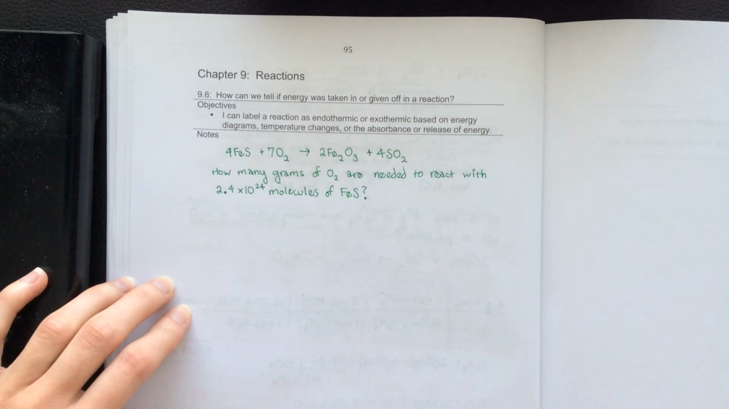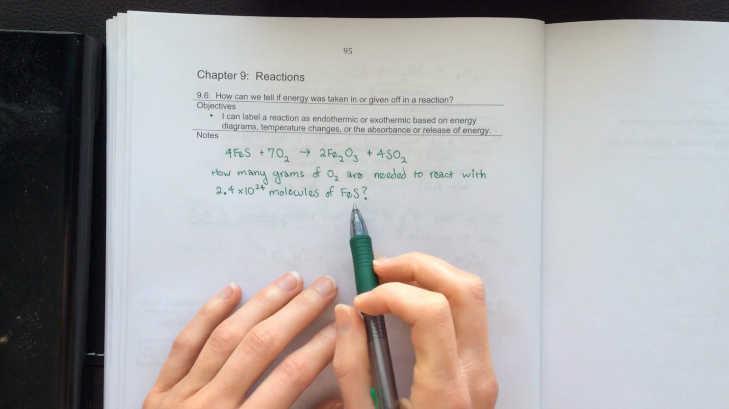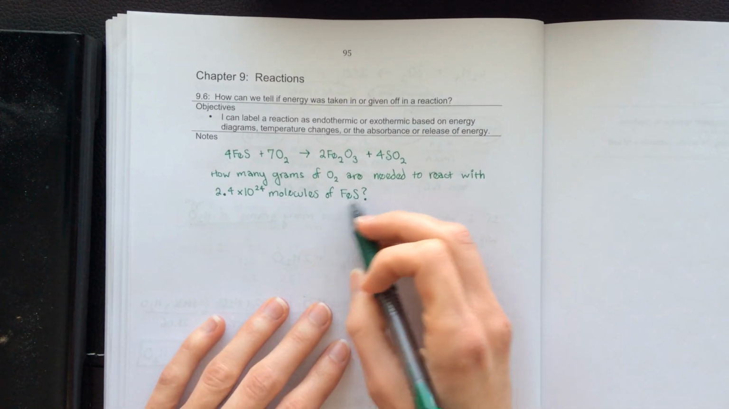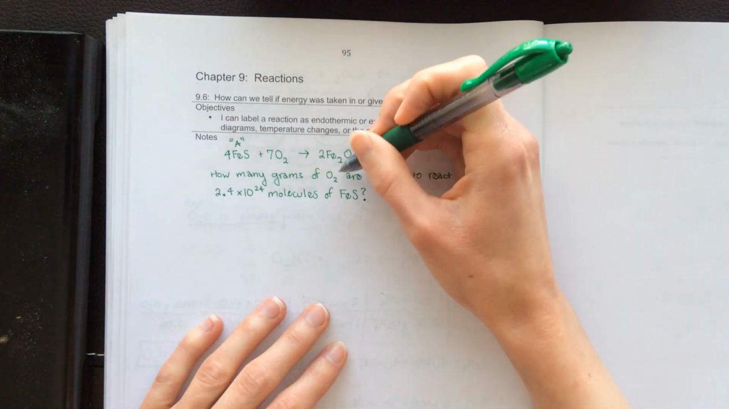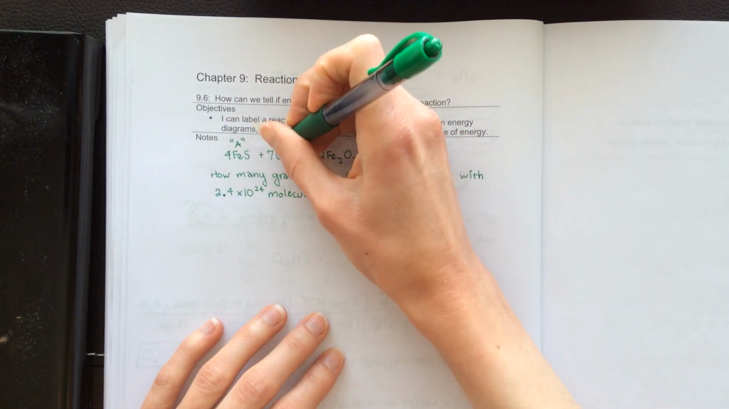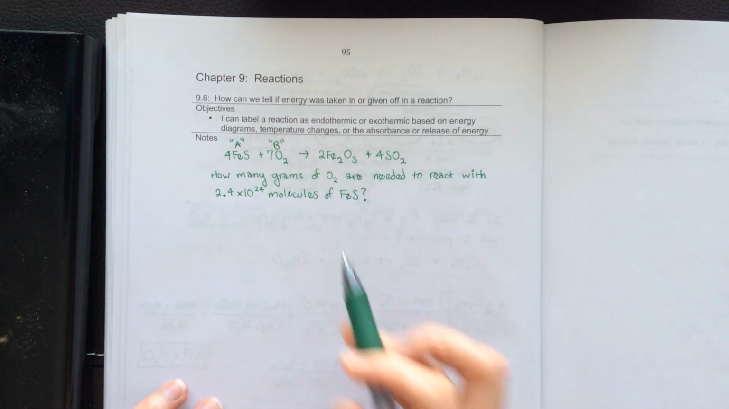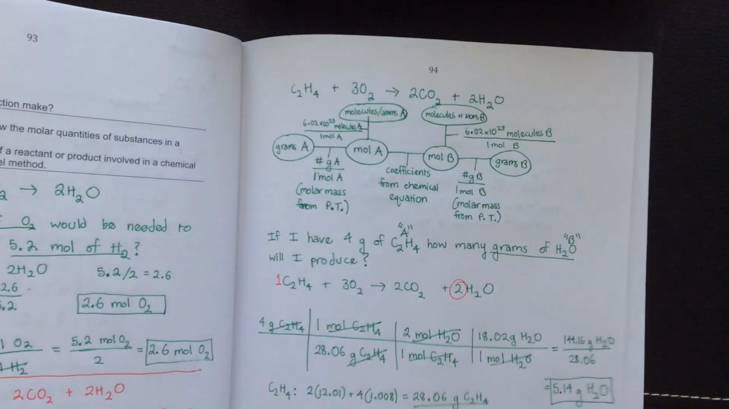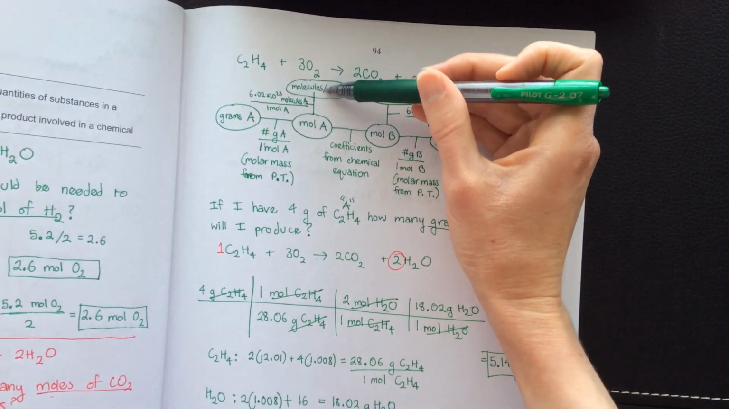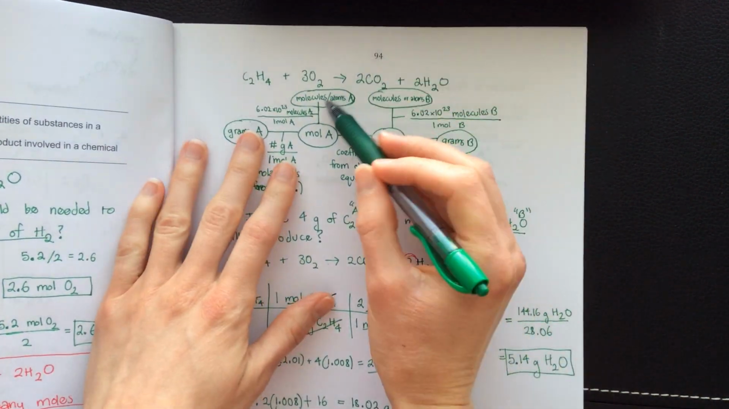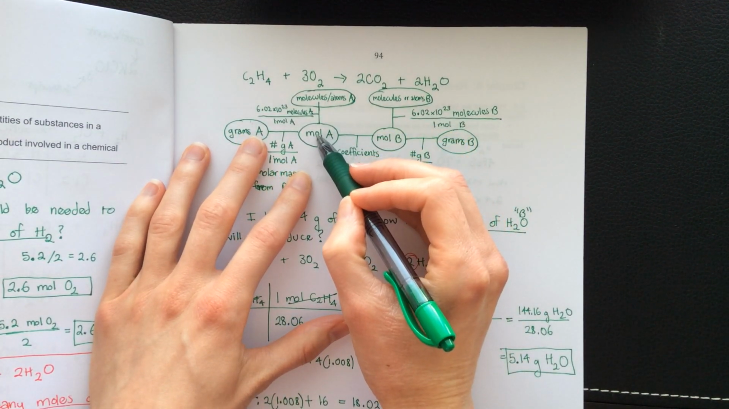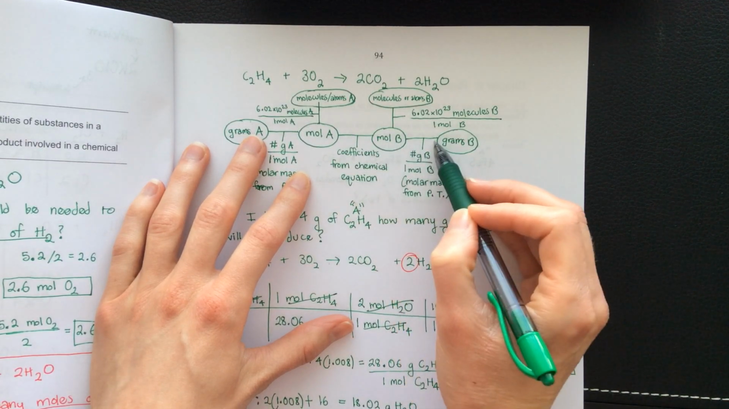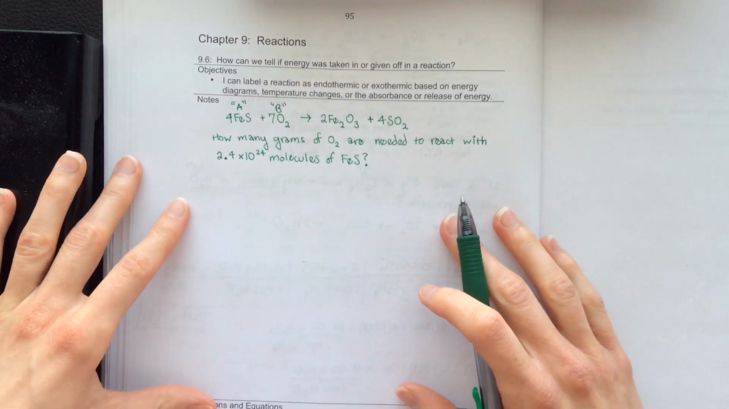Okay, so we are starting with FeS, so this is going to be molecule A, our starting molecule, and we are trying to get to O2. So that's going to be B. And if we look at our little map, we are starting at molecules of A, and we are trying to find grams of B. So we basically need to go from molecules of A to moles of A, and then to moles of B, and then to grams of B.